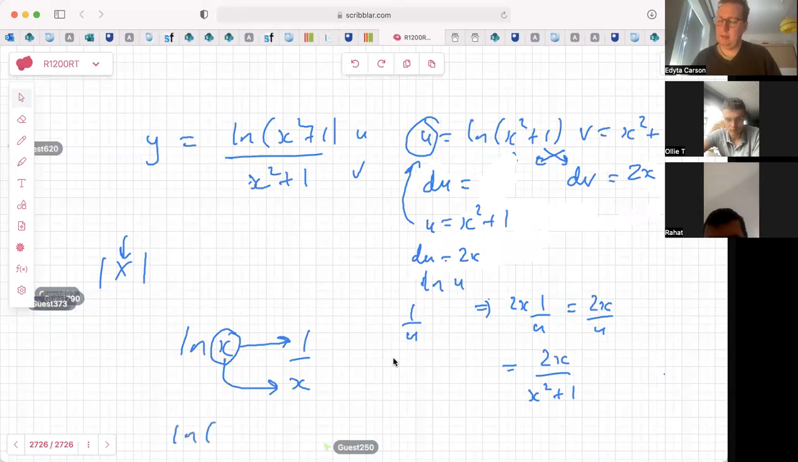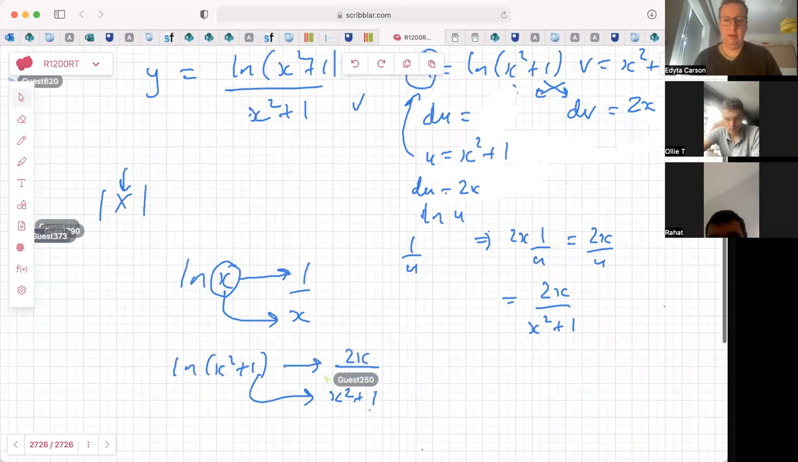So if it's log of x squared plus 1, the derivative of that goes there, and that goes there. That's basically what happens. The derivative of it goes there, and that goes there. x squared plus 1 goes underneath, which is the general result to differentiate a log composite.